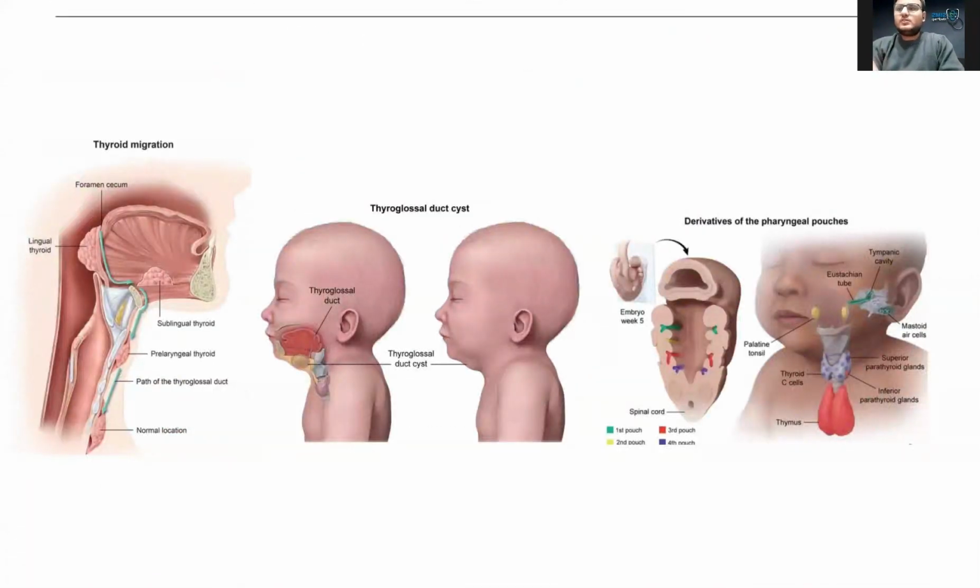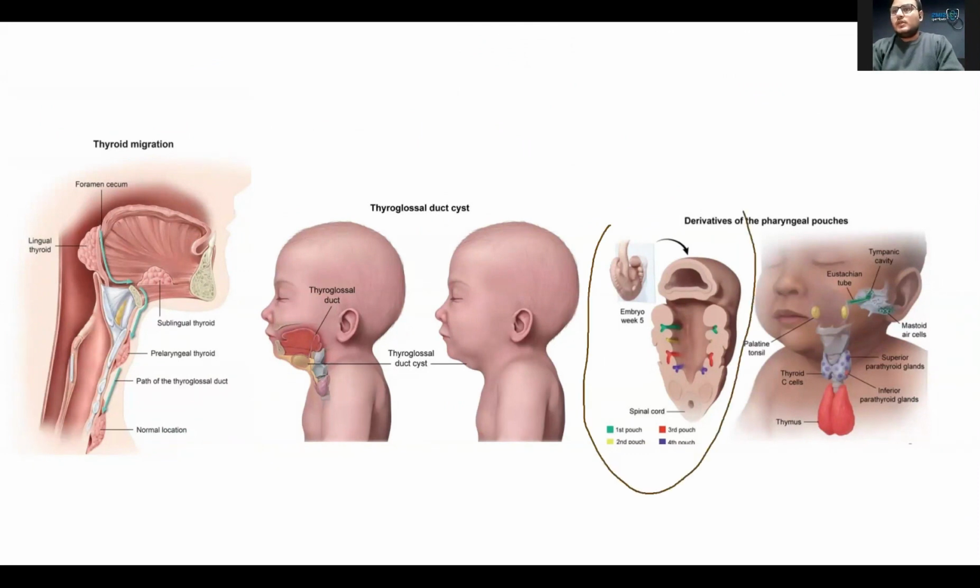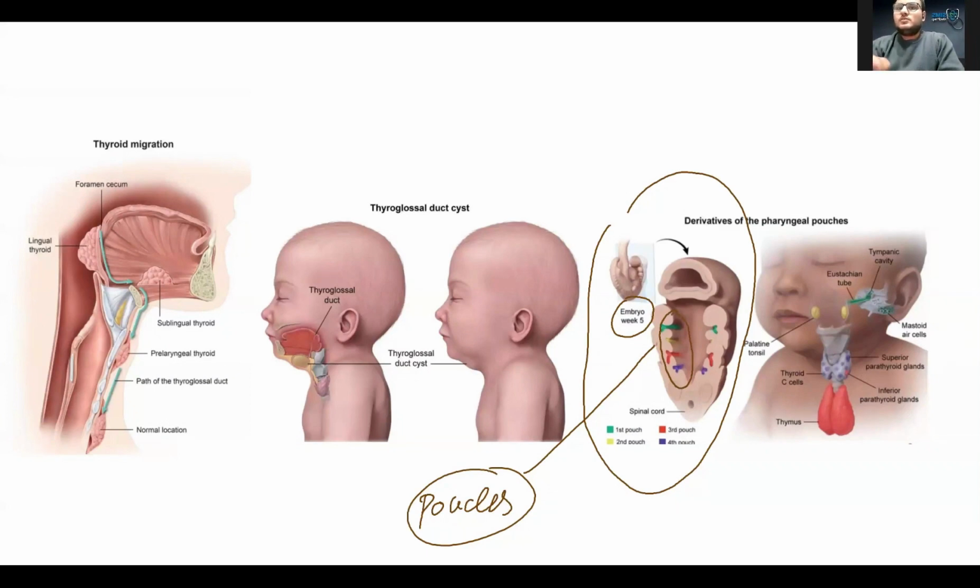If you can see in this picture, there is a structure which is produced at week 5. This is an embryo at week 5. There is creation of some pouches, and also there are ridges, and also some arches. A pouch is the endodermal portion, which is inside. Like you can see, these are the pouches. In between the first and second, the structure which is produced is the thyroid diverticulum here.